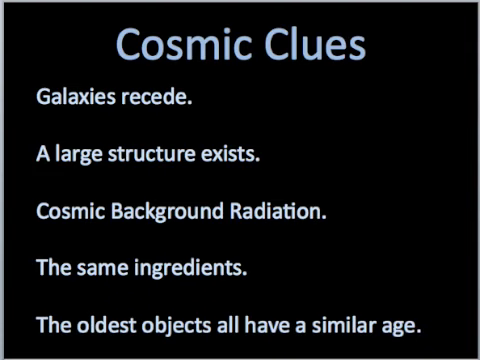All but the closest galaxies are moving away from us, and the farthest galaxies recede the fastest. On large scales, galaxies form structures of walls and voids. While background radiation appears to come from a single source located in every direction. Everything in the universe is made of the same elements. Abundances of light elements seem to be fixed long ago, and the oldest objects in the universe are about 12 to 13 billion years old.